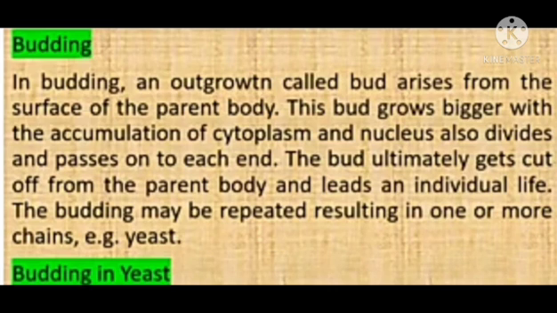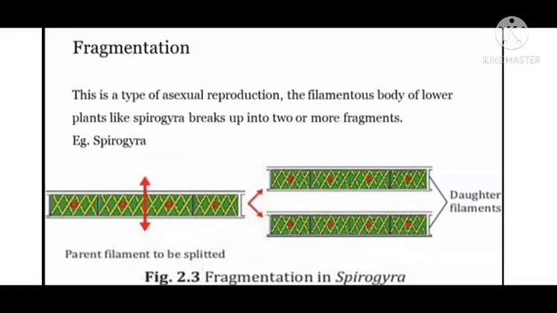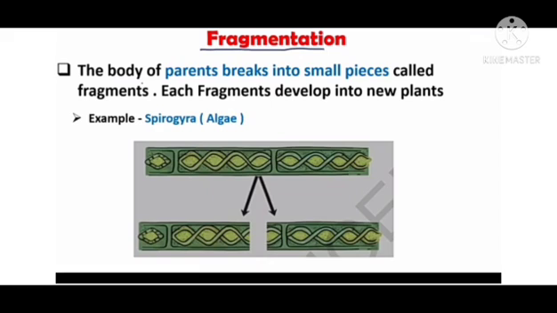Next type of asexual reproduction is fragmentation. This is a type of asexual reproduction. The filamentous body of lower plants like Spirogyra breaks up into two or more fragments, and then each fragment or piece grows into a new individual.